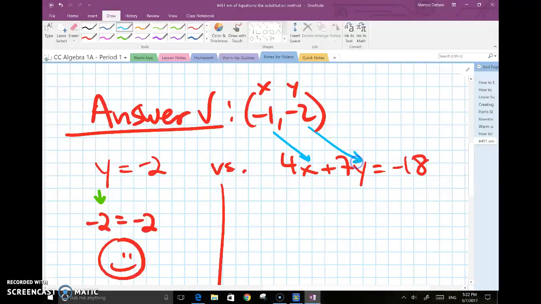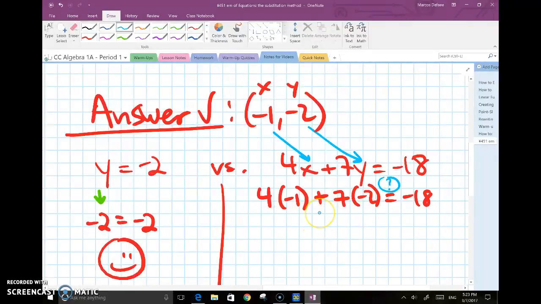Then in the second one, we do the exact same thing, keeping in mind where these numbers each go. So what we get is the following. This requires a little more work, so just be patient, take your time, do a good job. So this is 4 times -1 plus 7 times -2, and your entire goal here is to figure out whether or not everything on the left will become the number -18 on the right.